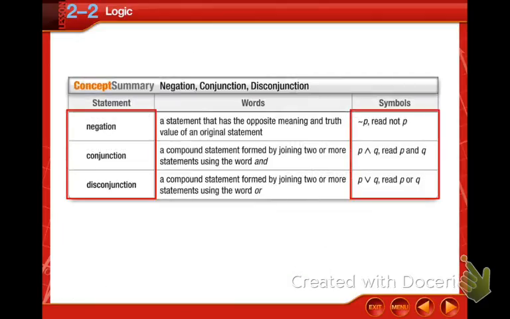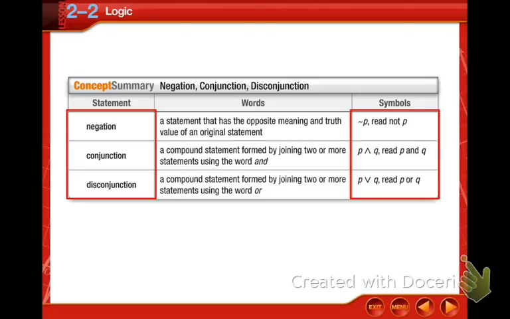So first thing here, we got three of our vocab words. You don't really need to worry about the definitions because, again, we've already looked at the definitions of all three of these words. But the key here is the symbols that we'll use to represent those things. So a negation is our first vocab word. And we use that squiggly line in front of the P to represent a negation, which means not. So you're going to read that as not P.